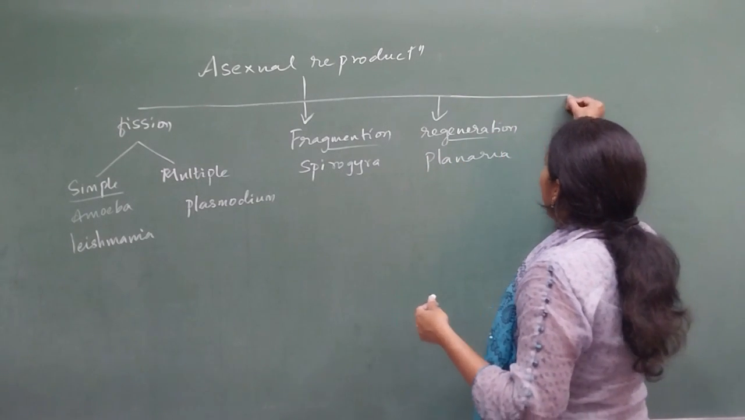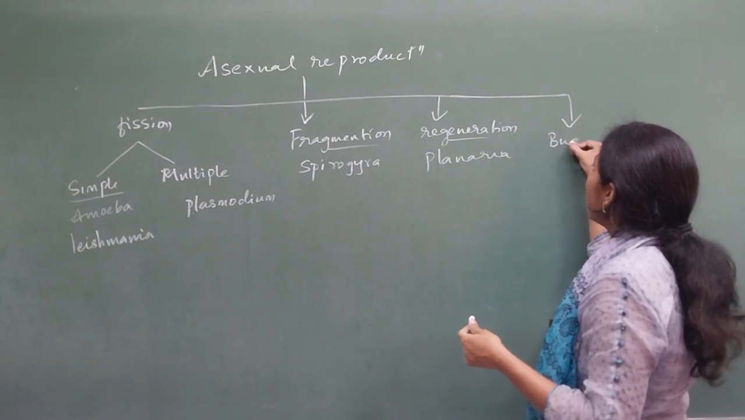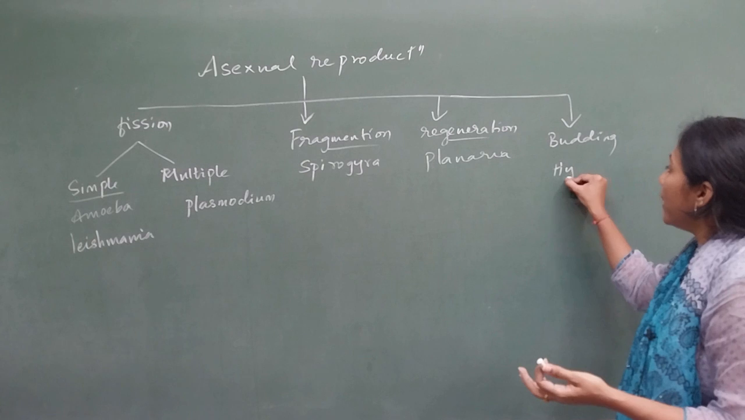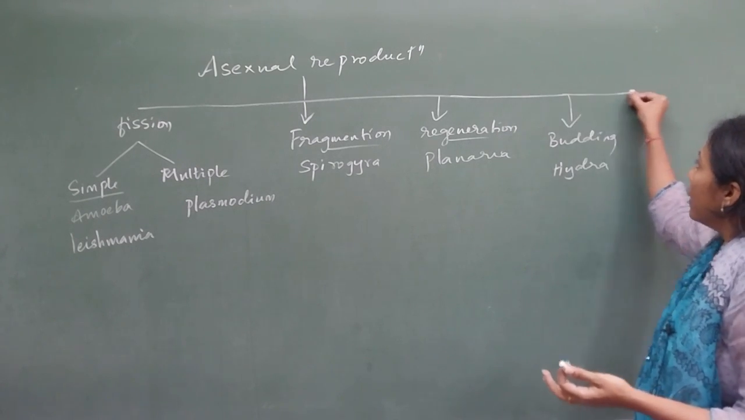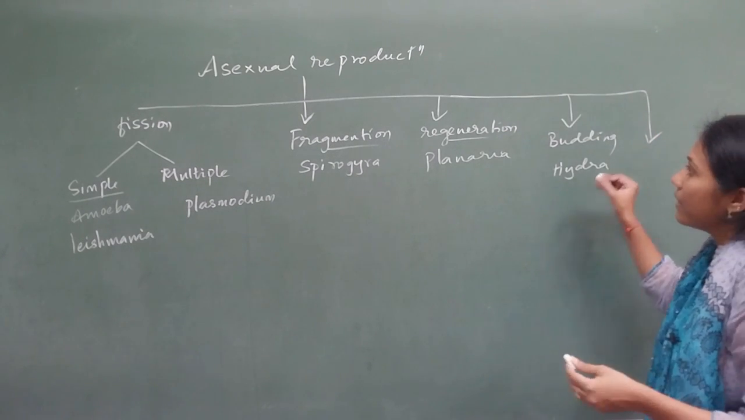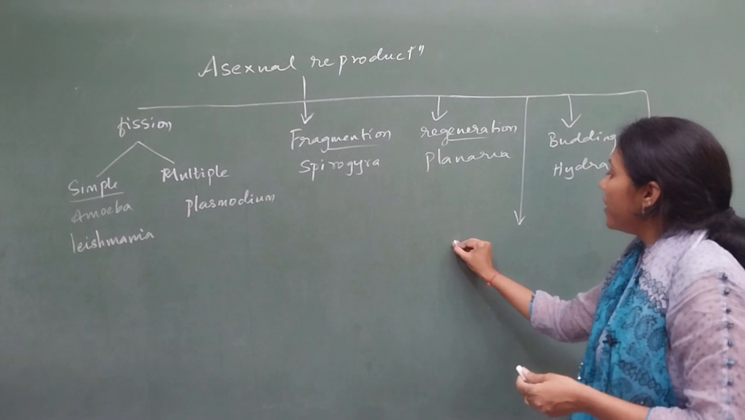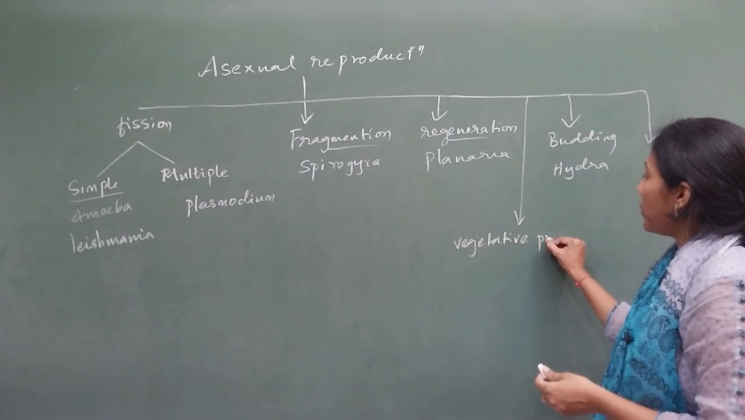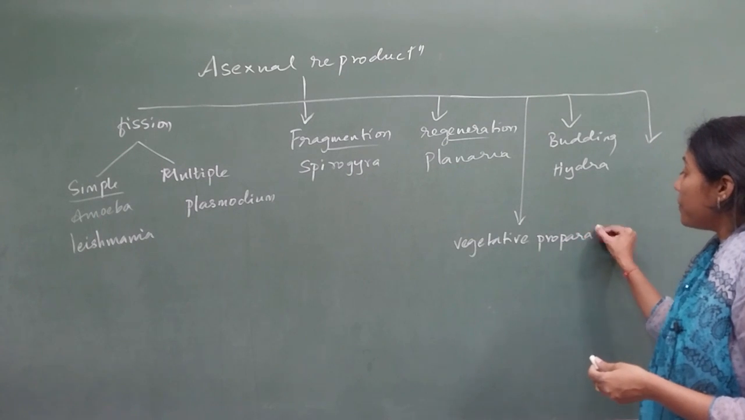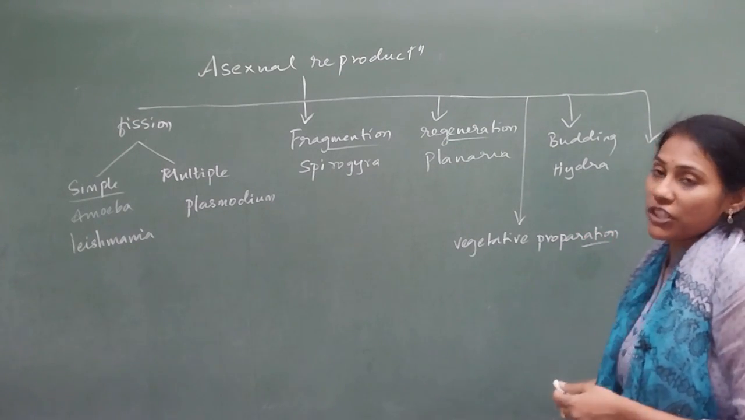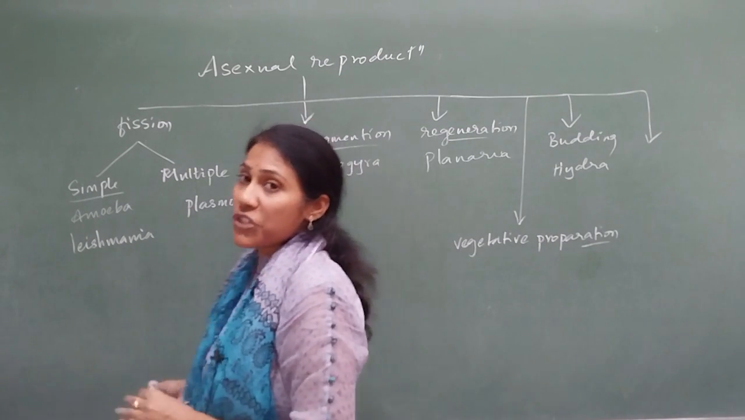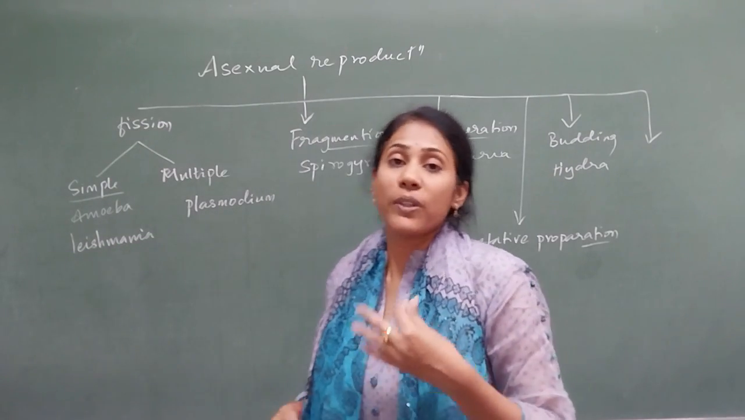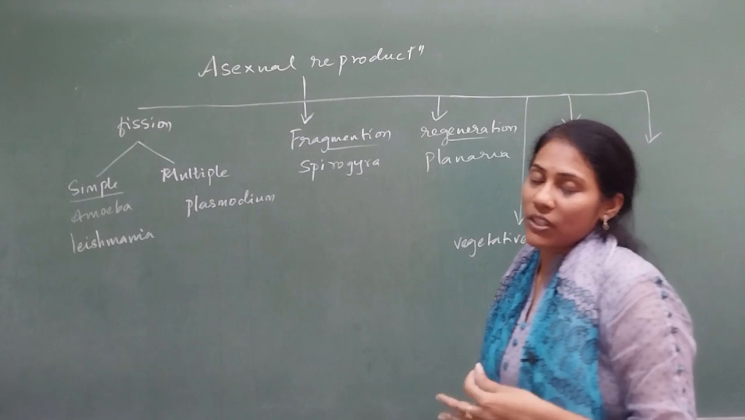Okay, and next one is budding. So each bud can develop as a new organism, that you had seen in Hydra, right? And next is, yes, let me mention here, vegetative propagation. This is very important. Vegetative propagation in the sense from the vegetative parts. What are the vegetative parts? Roots, stem, leaves. From these vegetative parts also you can generate a new organism, especially seen in the plants.